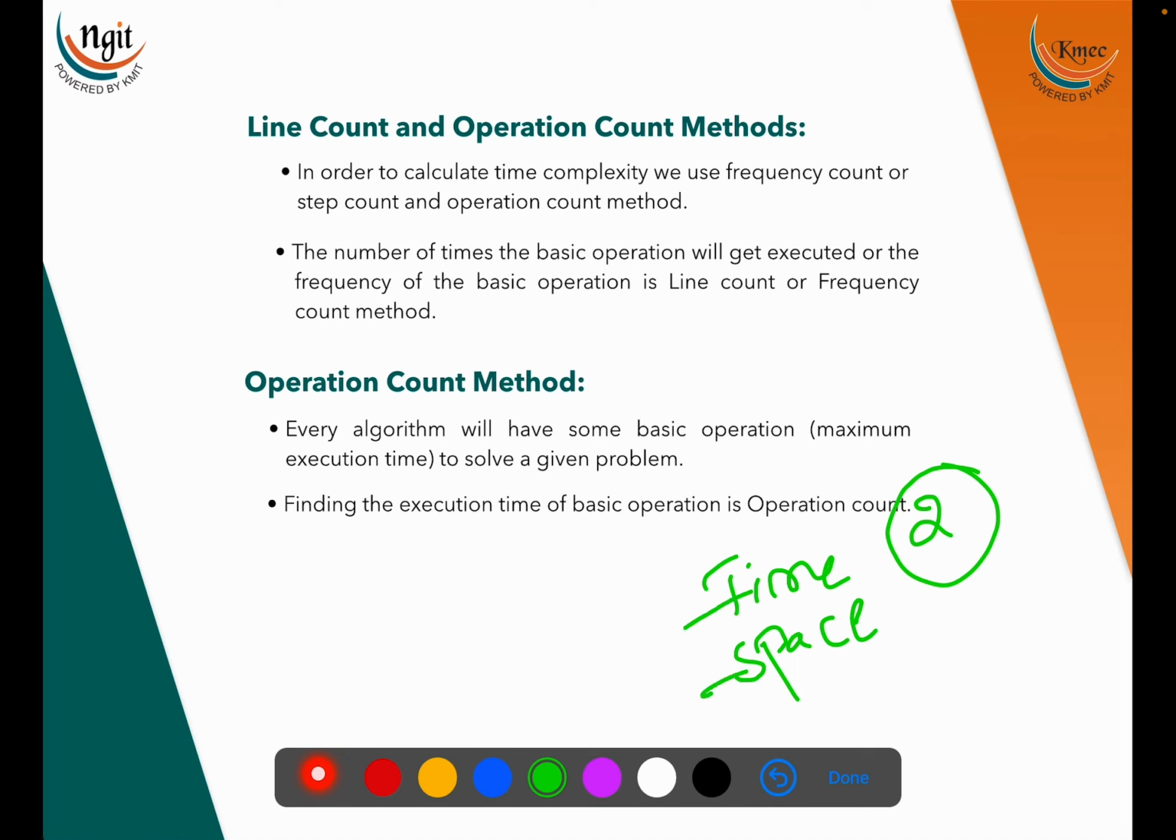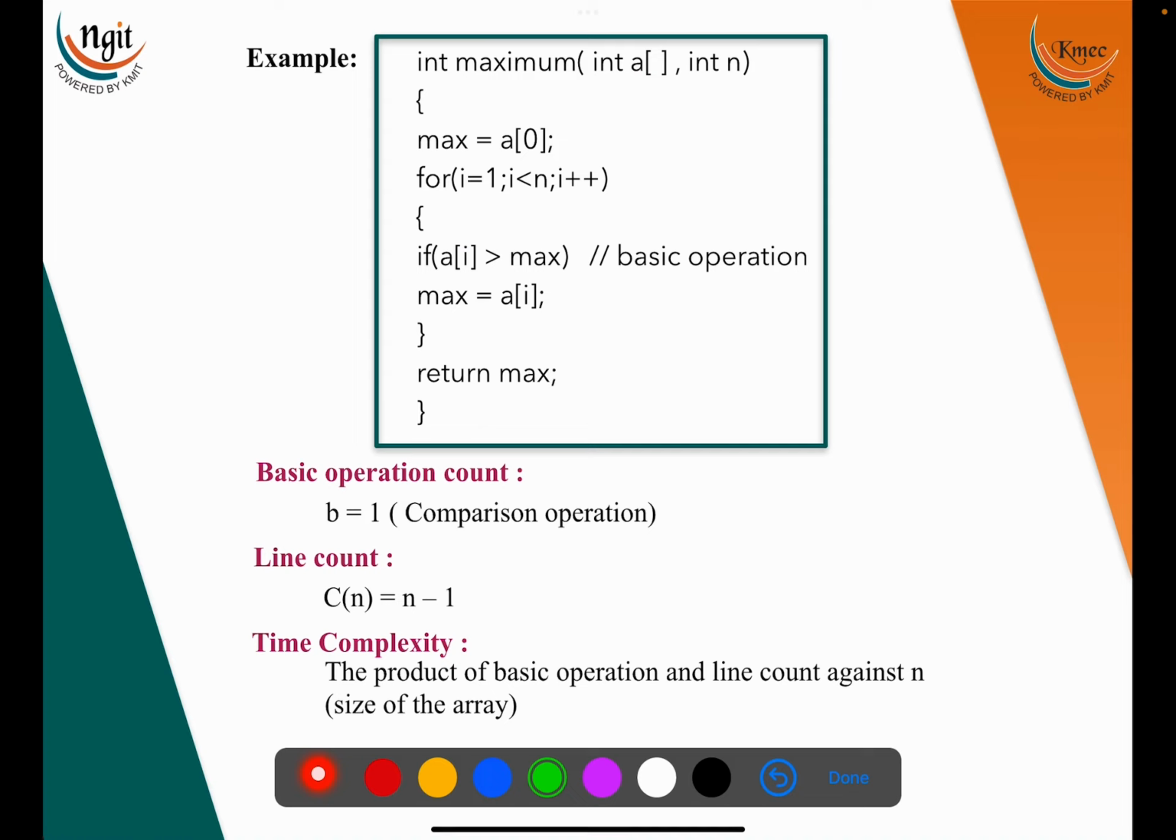There are two methods to do it, which are line count and operation count. According to the CSE syllabus of Unit 1, the first topic is this, and you might have seen the same name in the first slide. So that is line count and operation count. These two are the methods through which we will calculate time complexity. For time complexity, we'll use frequency count or step count, and operation count. And we'll see what exactly these are.